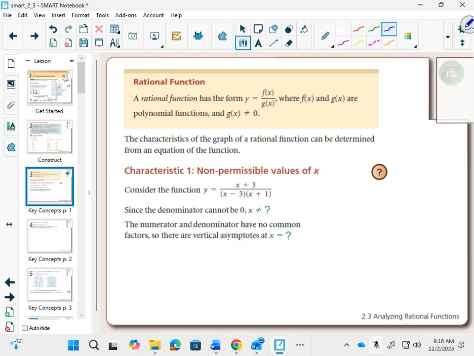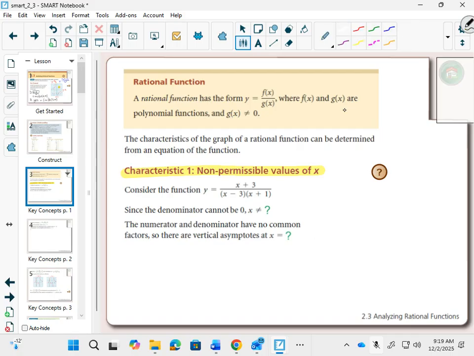And there's a bunch of characteristics of these graphs. We already looked at the three groups. One group where the degree was bigger in the numerator. Second group was where the degree was the same on the top and the bottom. And the third group where the degree was bigger on the bottom. So those are still going to be our three main groups that we're going to graph. But we're going to look at characteristics that come up in each of those. So you can take out your highlighter. Our first characteristic that we're going to look at, and it's going to be really important, is non-permissible values.